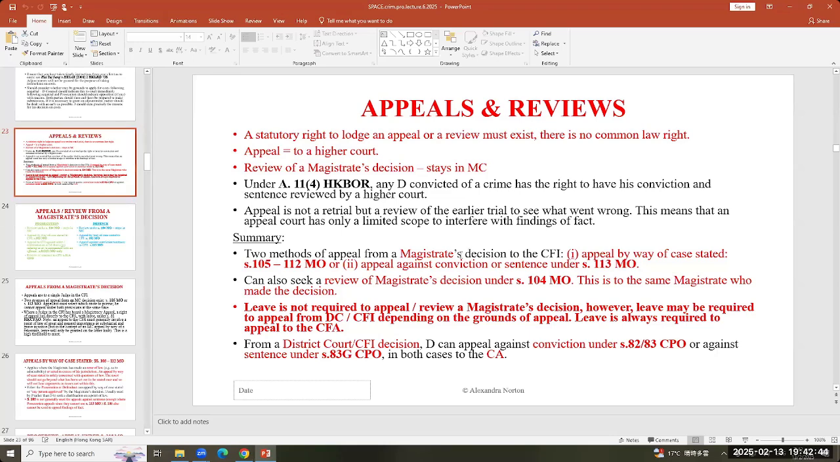So if the magistrate has reached a decision, there are two possibilities to appeal, and the appeal is to the CFI because that's the higher court. You can appeal by way of case stated under Section 105, or you can appeal against conviction or sentence under 113. But in the magistrate's court, there's this third special provision under which a defendant, or the prosecution, can seek a review of the magistrate's decision. You don't need leave to appeal or review a magistrate's decision, but you may need leave to appeal from the district court or the CFI to the Court of Appeal, depending on what your grounds of appeal are.